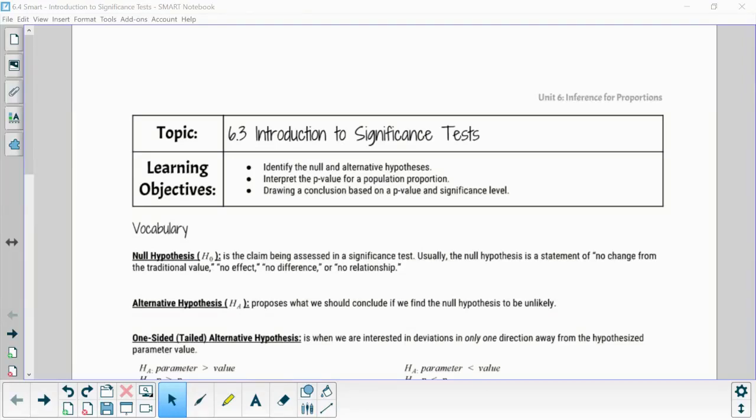Welcome to 6.3 Introduction to Significance Tests. Today we are going to introduce the concept of a null and alternative hypothesis, and we're going to talk about p-values, how to interpret them, and how to draw conclusions from them.